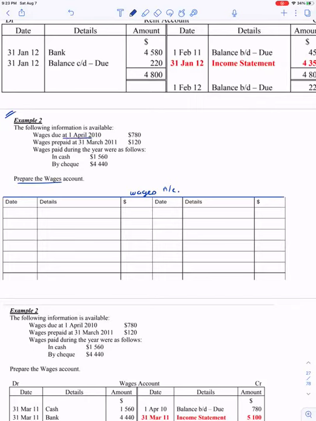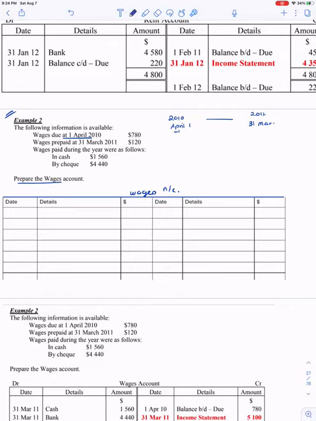Wages due at 1st April 2010. With this, I can analyze that the first day of the year is April 1. So the last date would be minus 1 when you're going from start to end. So March 31st. When you're going from start to end, you will subtract 1 day and add 1 year. And when you're going from end to start, you will add 1 day and subtract 1 year. Okay. So the first day is 1st April, last date is 31st March.